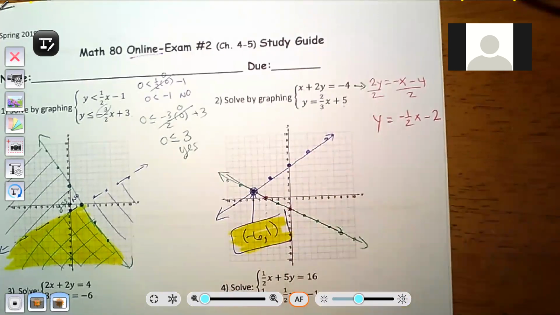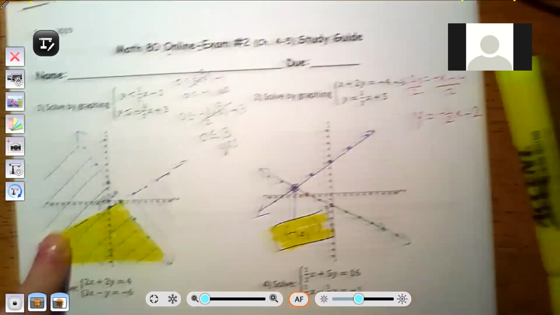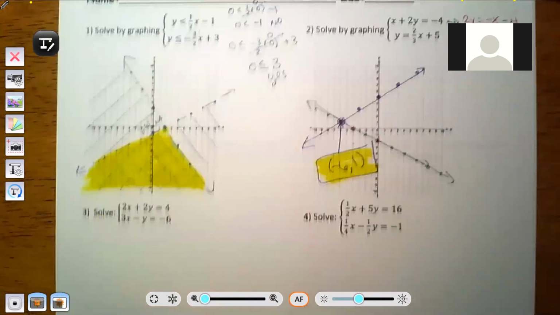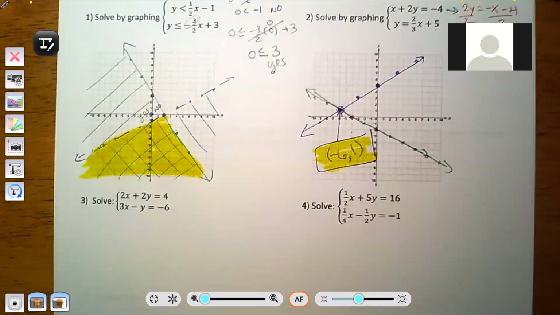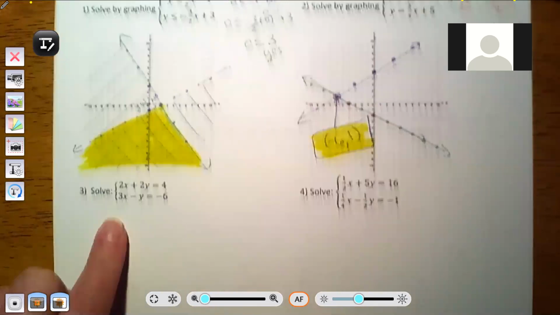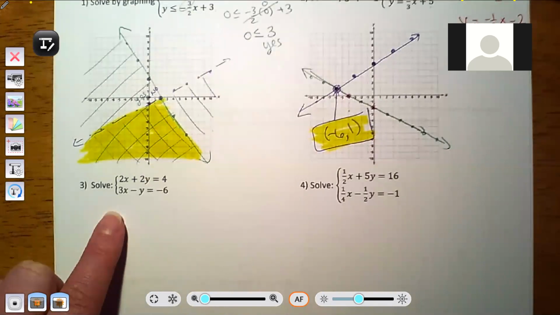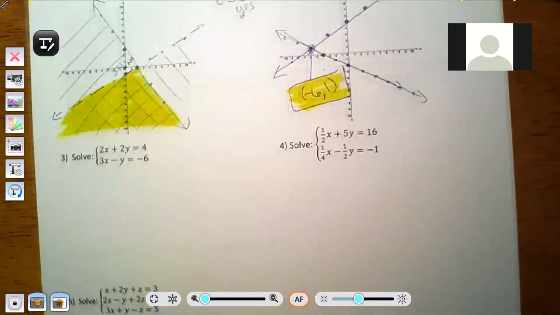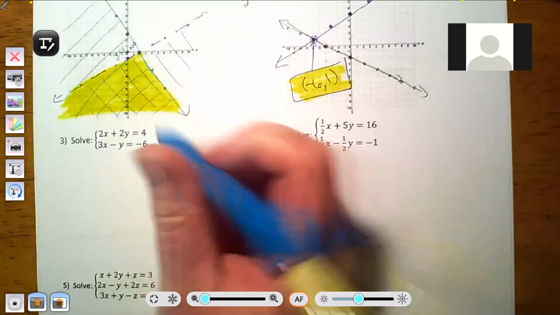So there is inequalities. That's 4.4. Here's section 4.1. And then 4.2, it was on solving systems of equations using elimination or substitution. And then there was also for systems of 3.